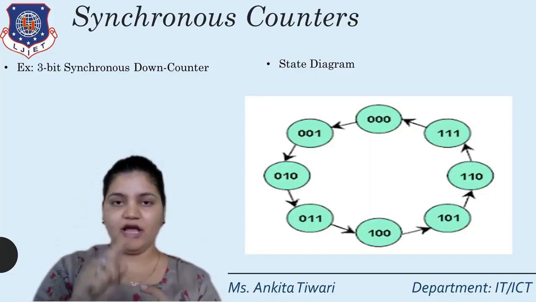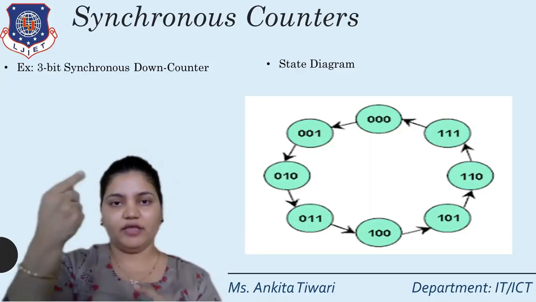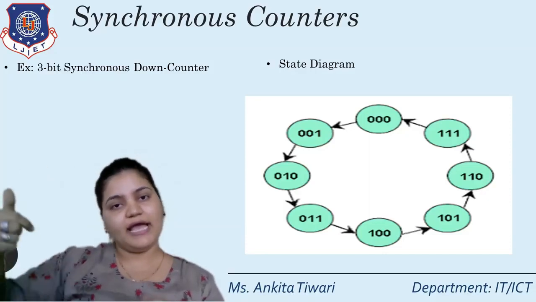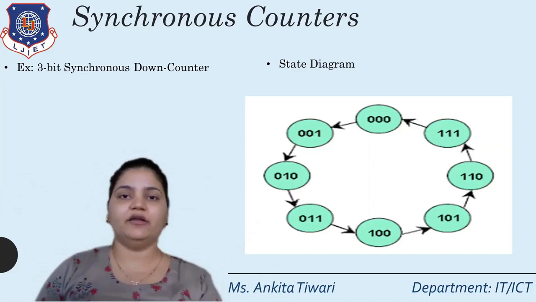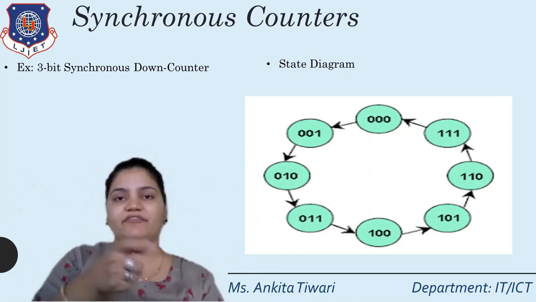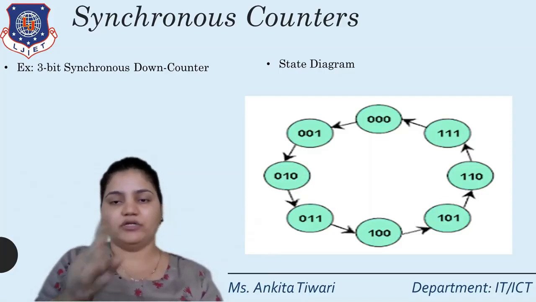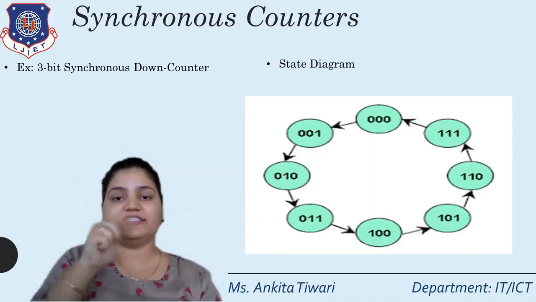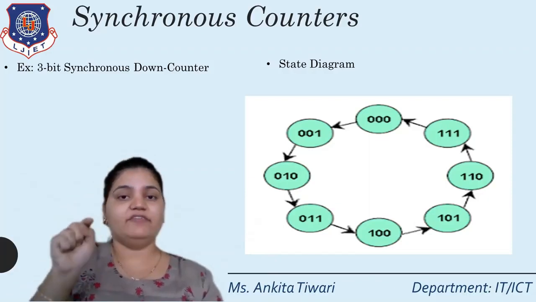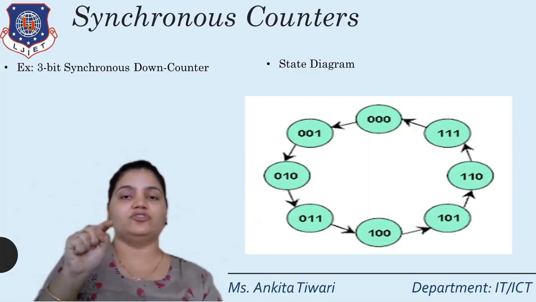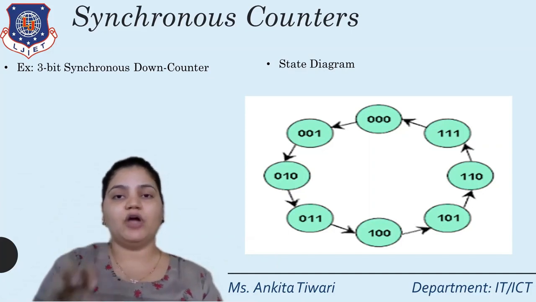That means N, then N minus 1, then N minus 2, till 1, and the last value will be 0. So here the opposite, reverse value will be taken with respect to the up counter. The diagram will have arrows in reverse as compared to the up counter. So as you can see, 0, 0, 0, the next state is 0, 0, 1. Now 1, 1, 1 value, its next state is 0, 0, 0. So this is what a down counter is.